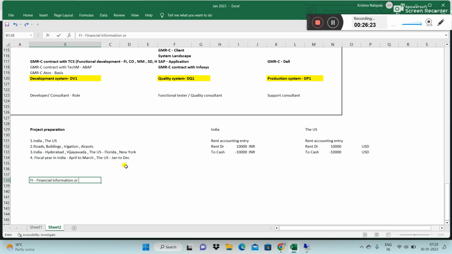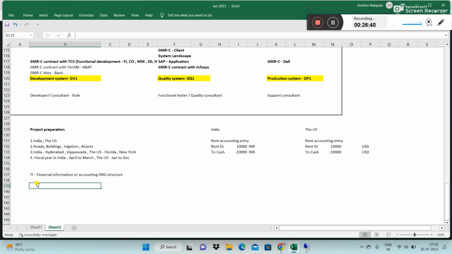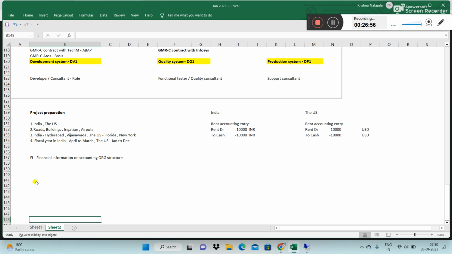formation or accounting org structure. Org structure in a sense, organization structure. If you say you have knowledge in SAP, then if you appear for any interview, first they'll ask, can you please tell me what is the FI organizational structure? First question in an interview, they'll ask you, what is the FI organizational structure? What are the steps you follow? Right? Now I'll tell you.